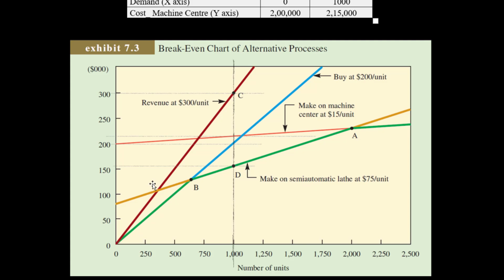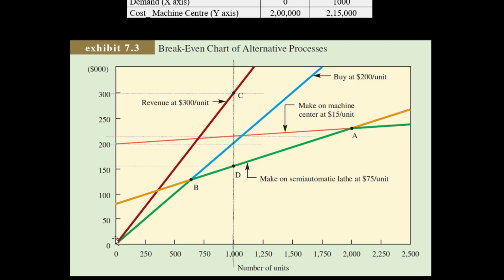So you see this is our revenue line. Then this is our buying or purchase material directly line. Then this line, which is starting at 80,000 and the other point is 1000, 155,000, is your semi-automatic lathe line.